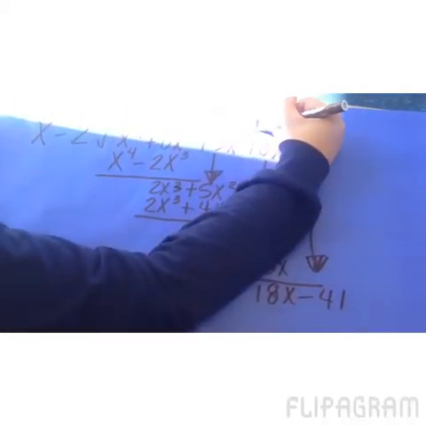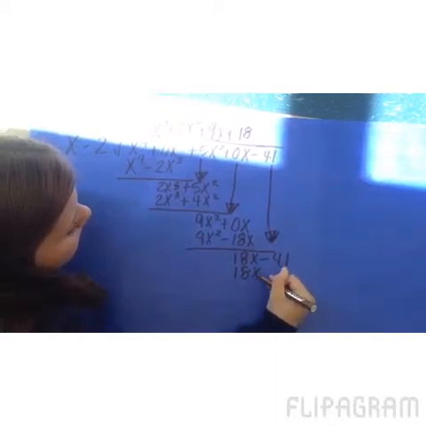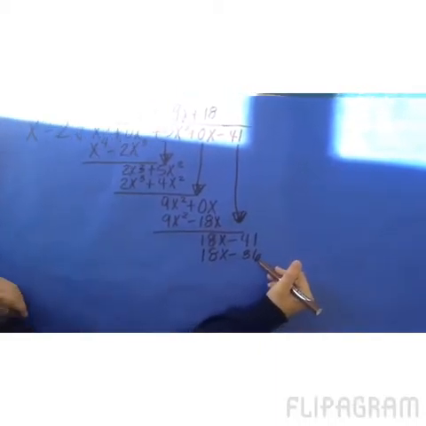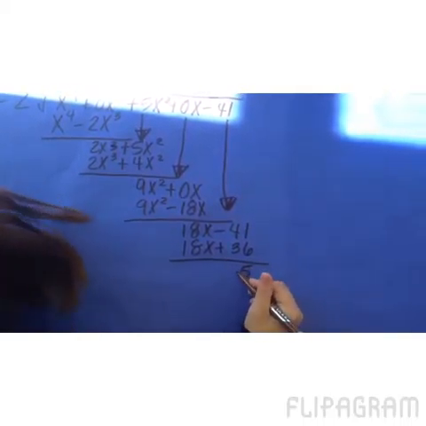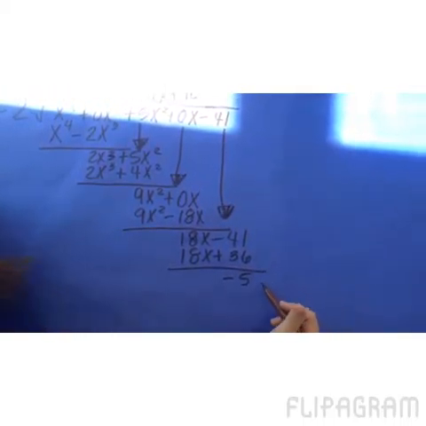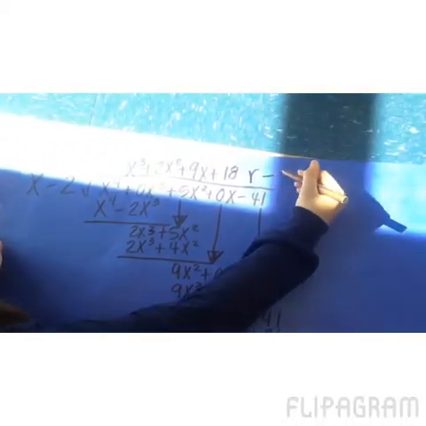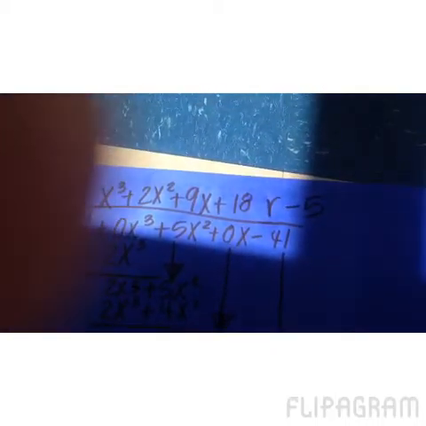So 18 gives you 18x, and then you get 36, and then you subtract and you get negative 5, and this would be your remainder, so you would have remainder negative 5, and that's how you do the long division.